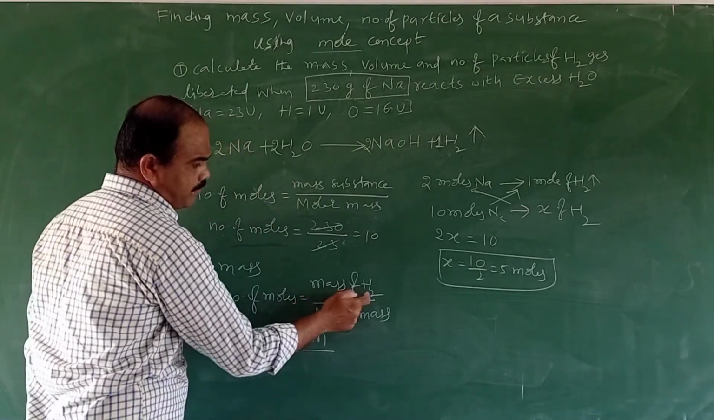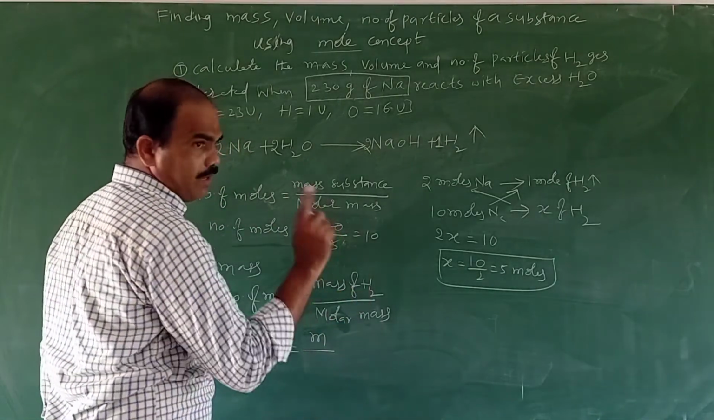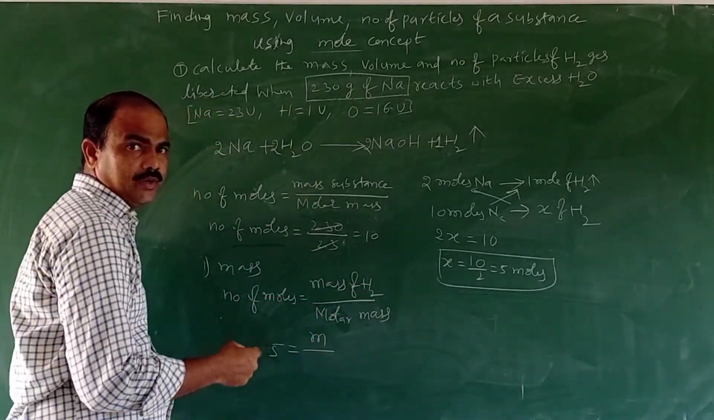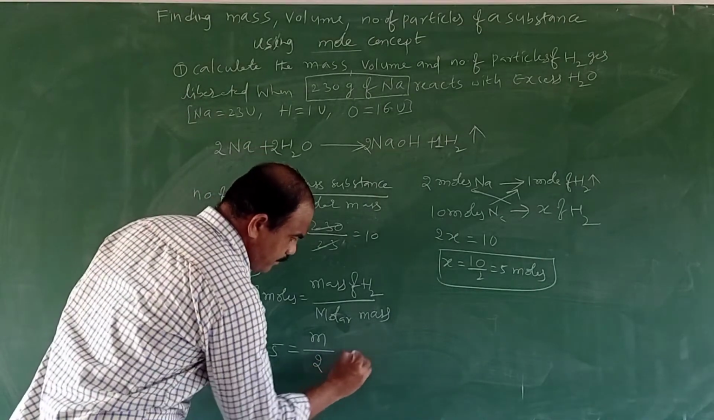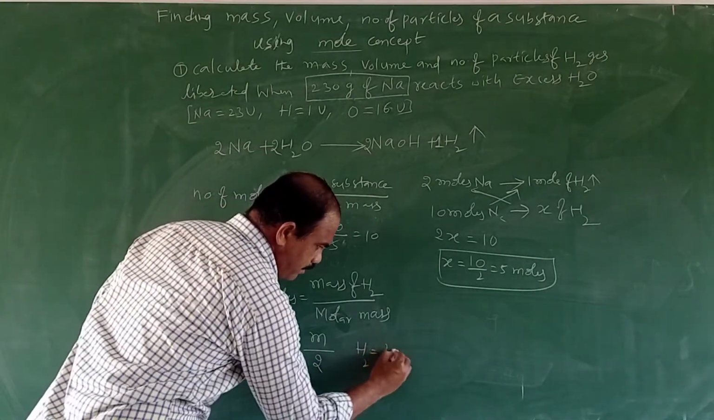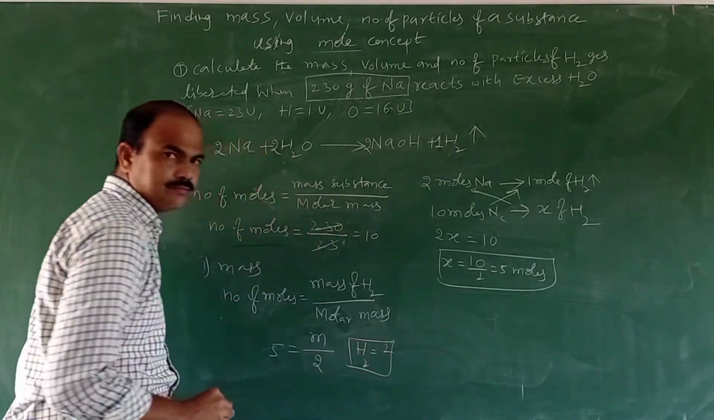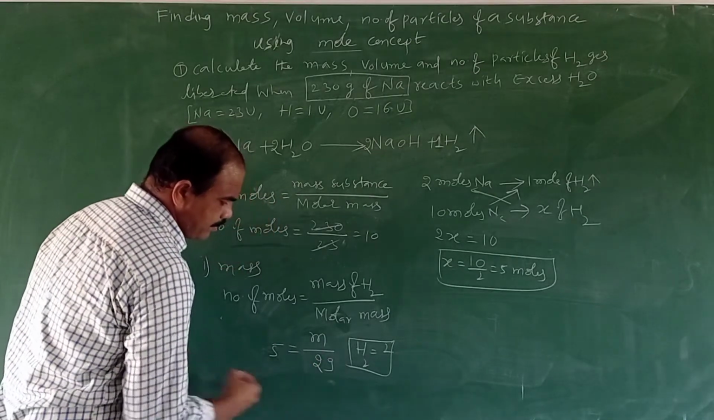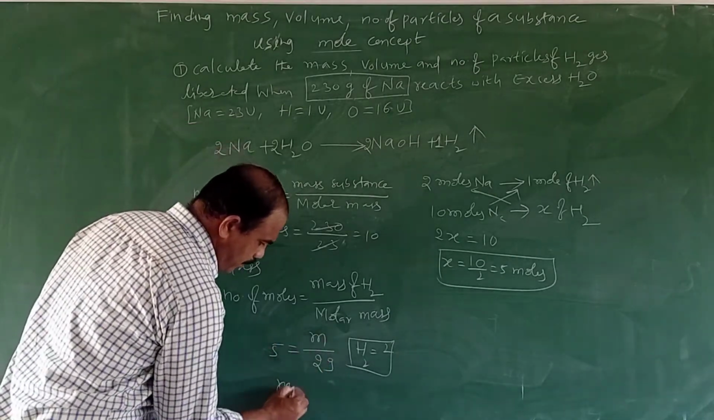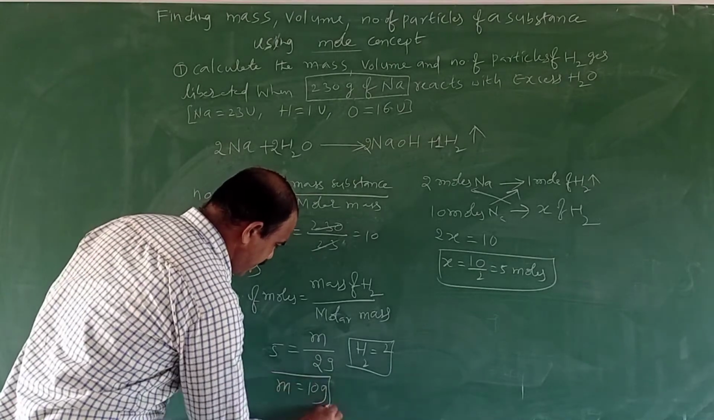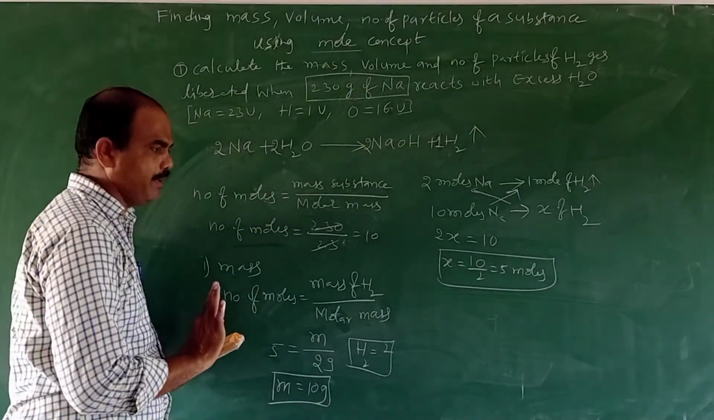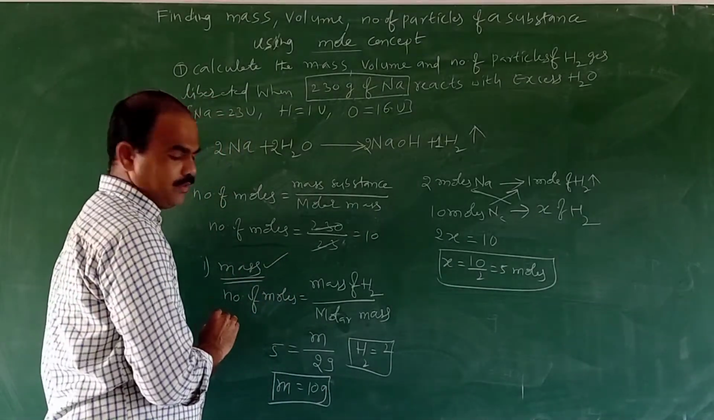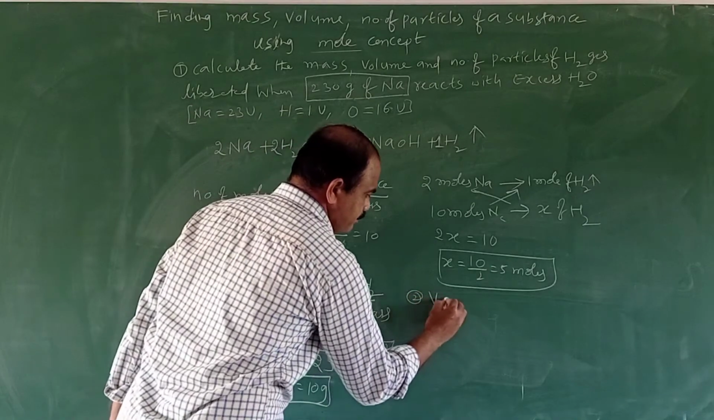What is the molar mass of hydrogen? One atom of hydrogen has molar mass 1, and the hydrogen gas H2 has molar mass 2. You have to remember that. Again when we do the cross product, it is 2 grams. So M is equal to how many grams? 10 grams. 10 grams of hydrogen gas will be liberated. So now you find the mass.